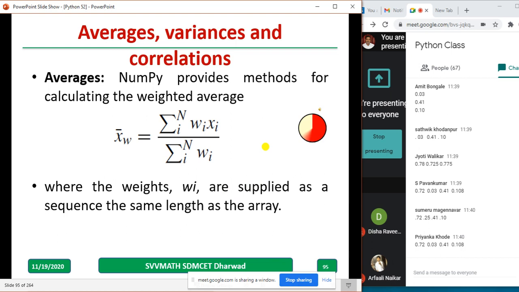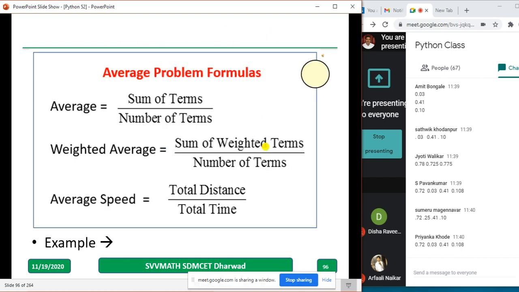You can copy down the equation, take another 10 seconds. When you see the numerical example, it will be easy to understand. Let me go to the next. These things are known to you. Average equals sum of terms divided by number of terms. How do you find the average? Weighted average is sum of weighted terms divided by the total weight. These things are known to you people. Let me go to the next.